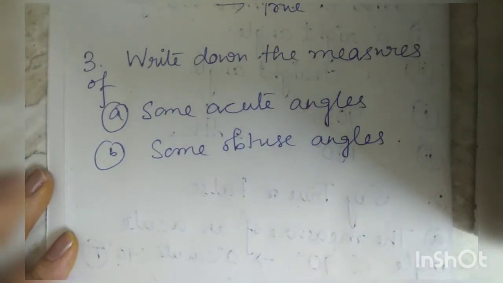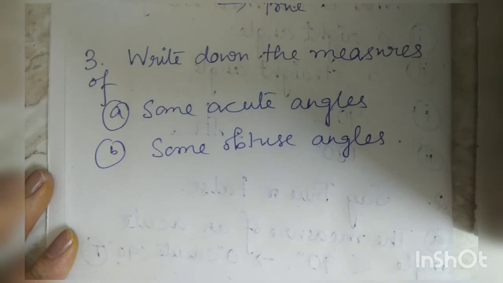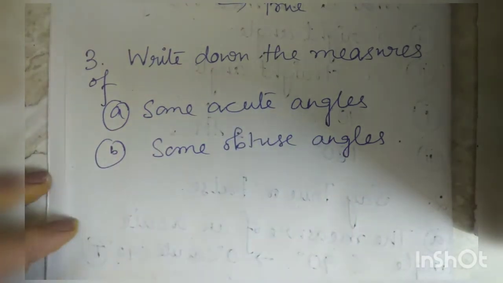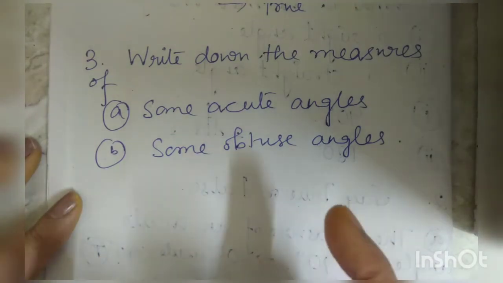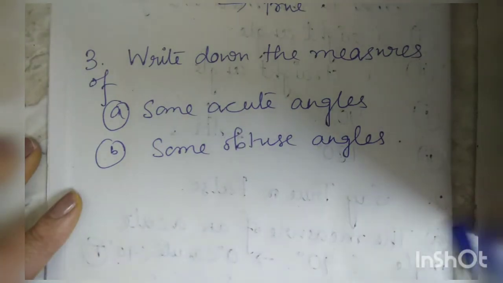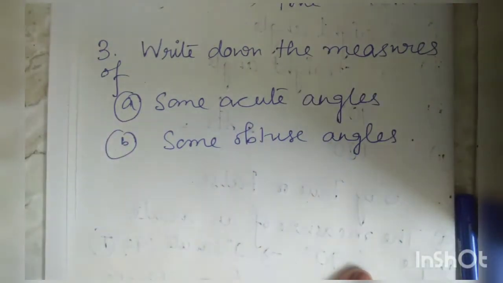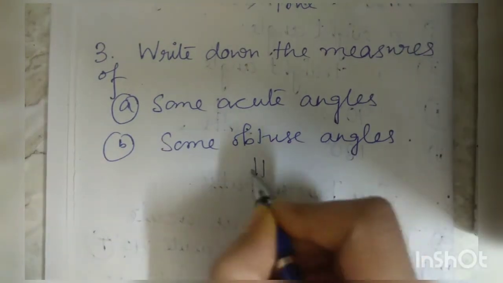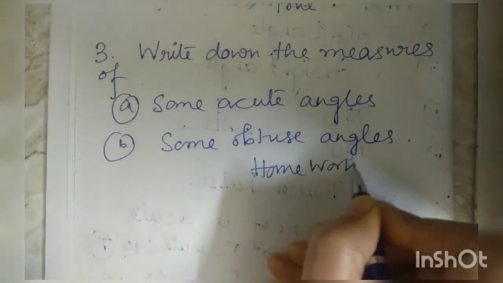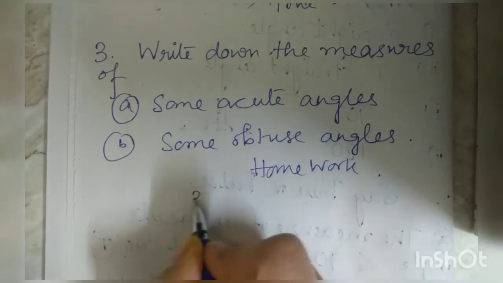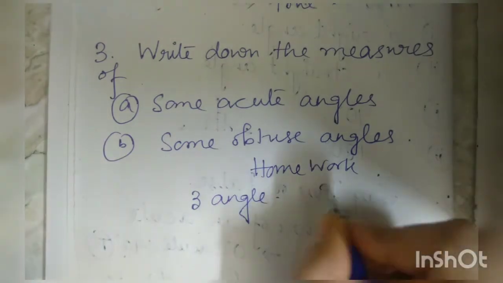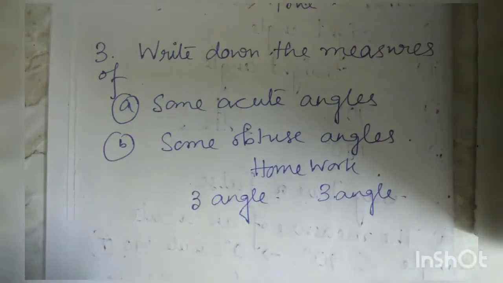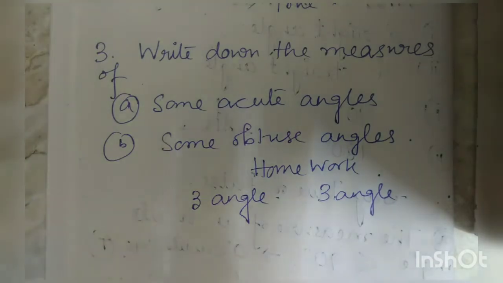Now in question number 3 it is written, write down the measures of A some acute angles and B some obtuse angles. If you know the definition of acute angle as well as obtuse angle, you will be able to know in which range acute angle and obtuse angle both are lying. So this question will be your homework. You will write 3 angles which will be acute and 3 angles which will be obtuse. Okay, now let's come to the next question.